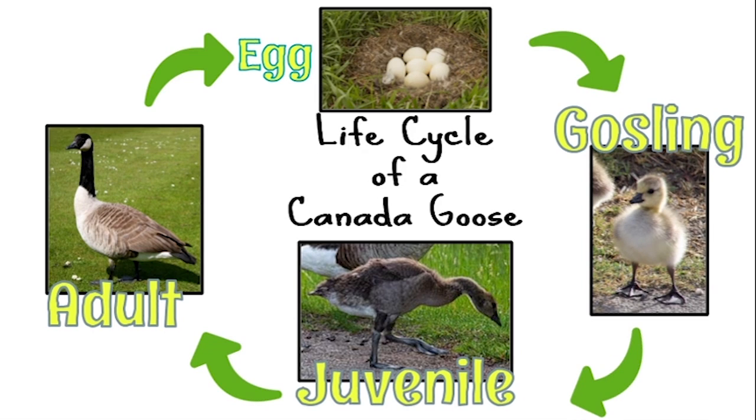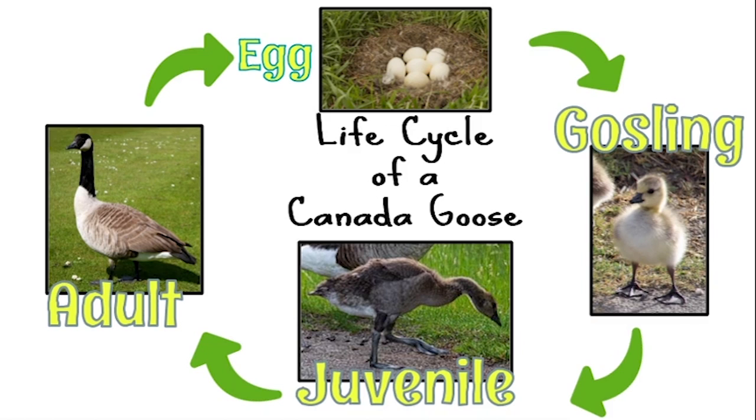We know that a cycle continues and it repeats itself. So if we started at the egg, we know that the egg would hatch, a little hatchling would emerge, and eventually grow into a gosling, or a baby goose. Our gosling is going to grow and turn into a juvenile or a young goose, which starts to resemble its parent, but not quite yet.